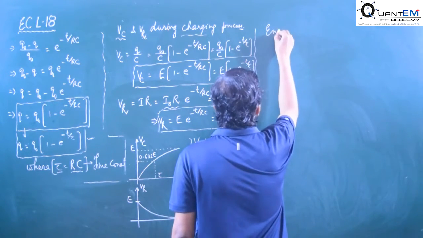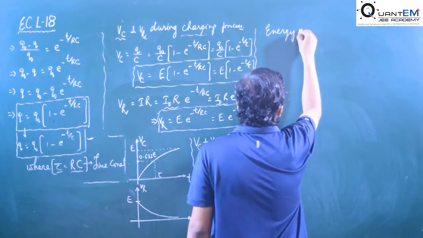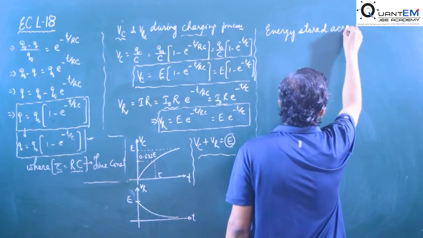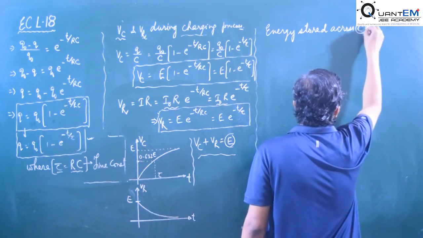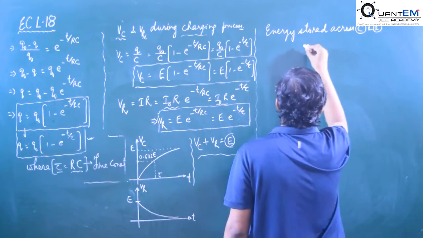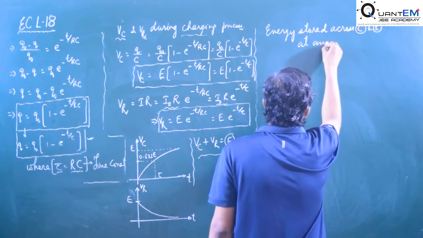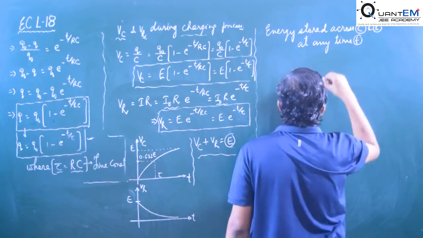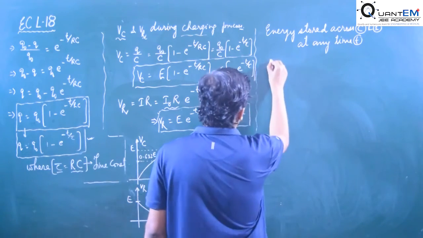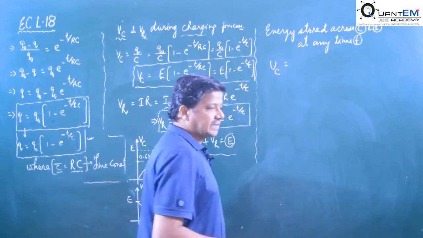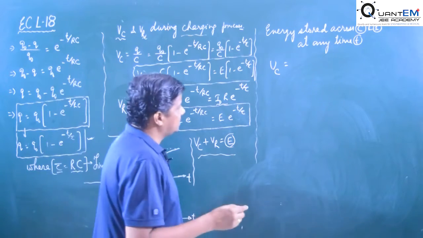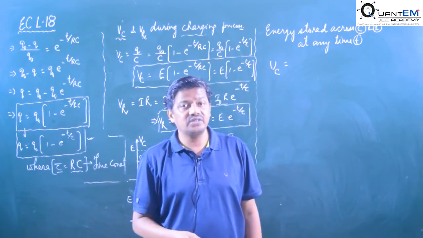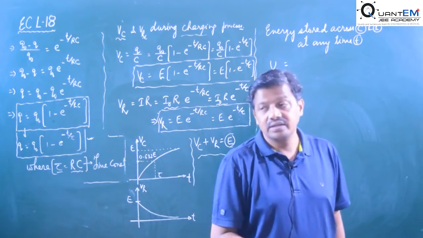Now we come to the energy stored across C and R at any time t during the charging process. See, what is the value of energy stored across the capacitor? That is Q square by 2C. So we may use the formula Q square by 2C, and then the energy stored across the resistor.